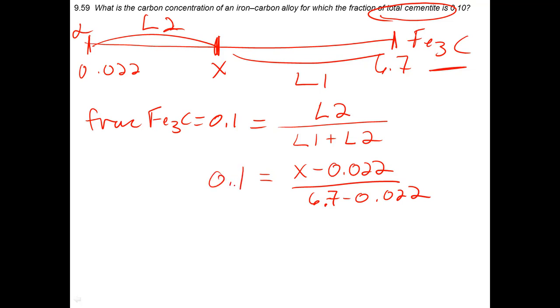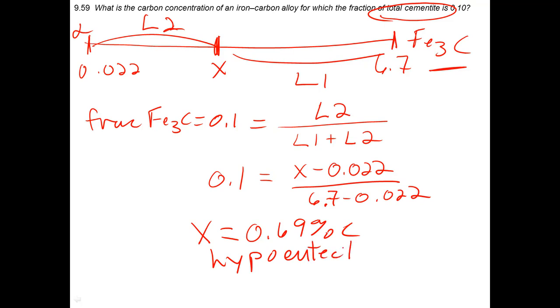So in terms of those lengths, L2 is x minus 0.022. The total tie line length is 6.7 minus 0.022. And we can go ahead and solve for x then and get a value of 0.69% carbon, which is a hypoeutectoid steel, meaning its carbon concentration is less than the eutectoid by just a little bit, of 0.69% carbon.